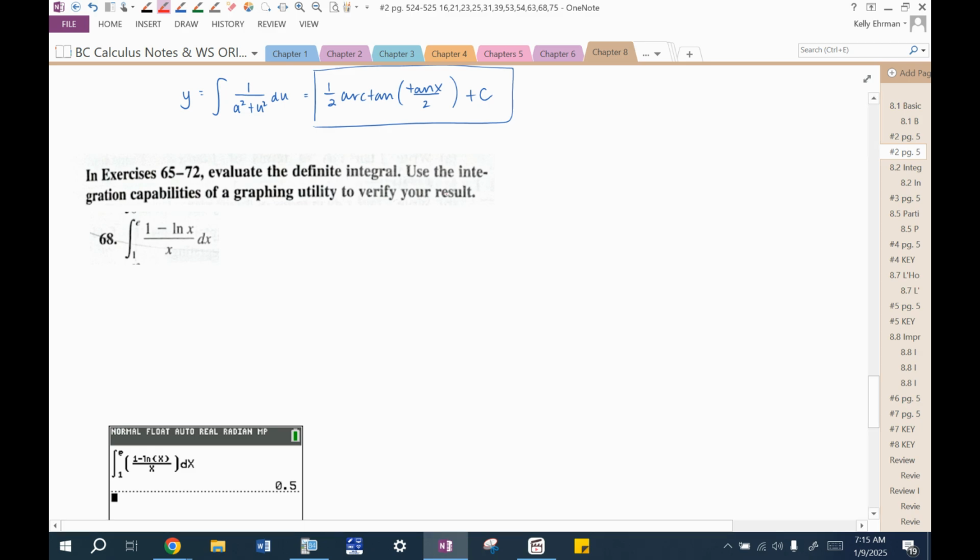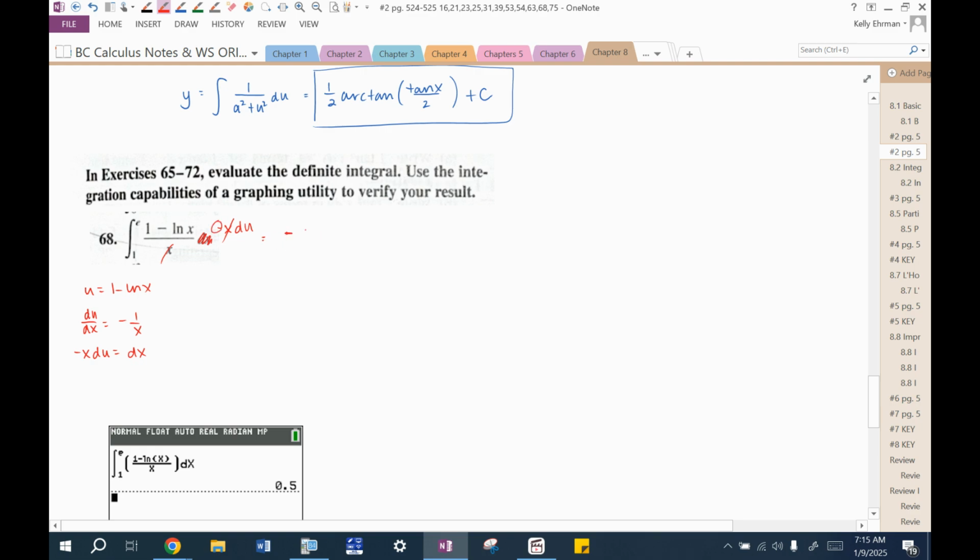Evaluate the definite integral. Use the integration capabilities of a graphing utility to verify your result. Now on this one, normally we let denominators equal u, but remember the derivative of natural log is 1 over x. So if we let u equal the numerator this time, du dx will equal negative 1 over x. So negative x times du will equal dx. Negative x du. So those x's are going to cancel.